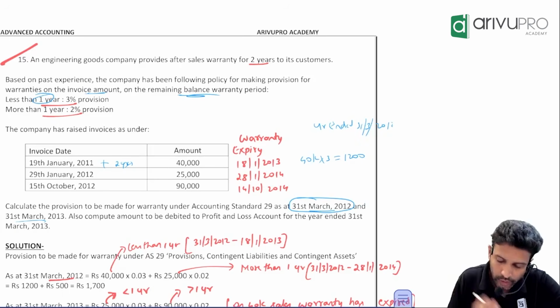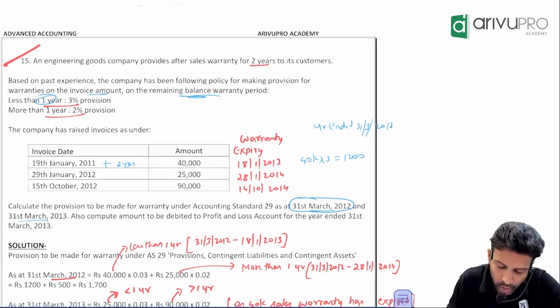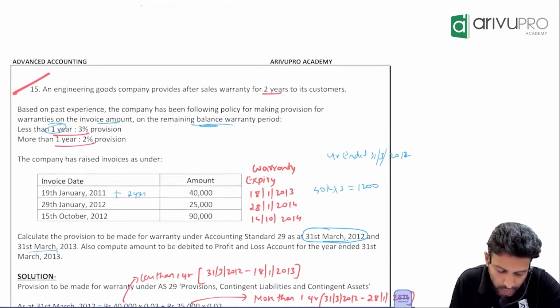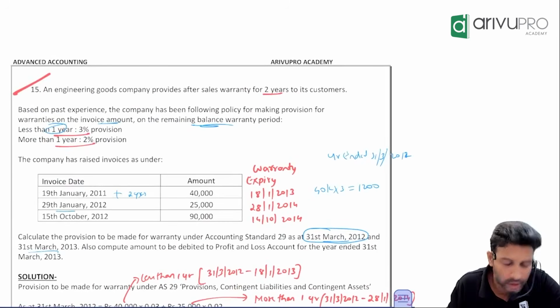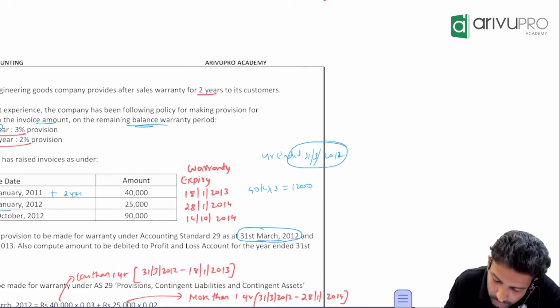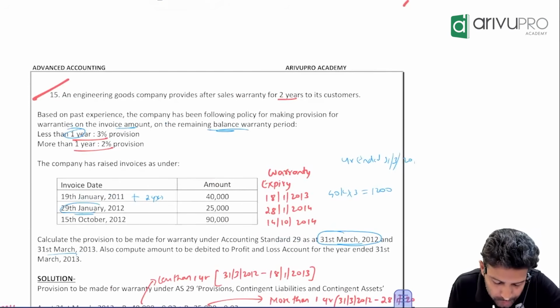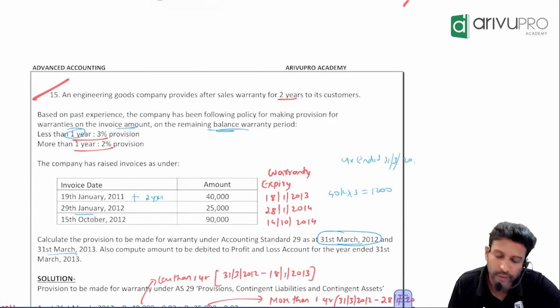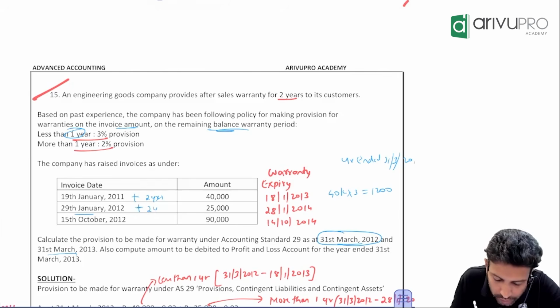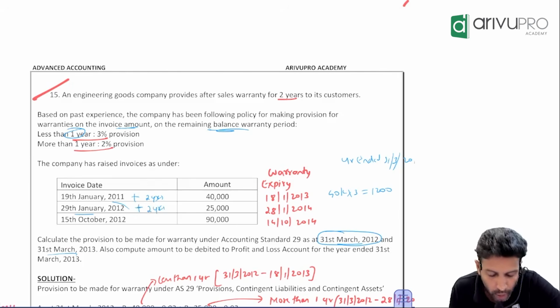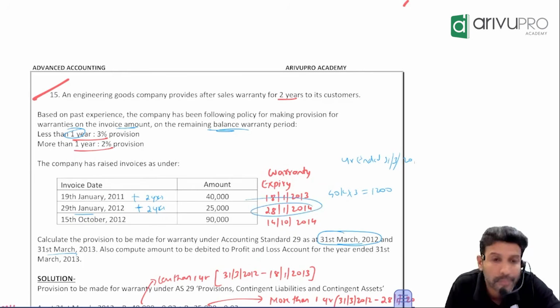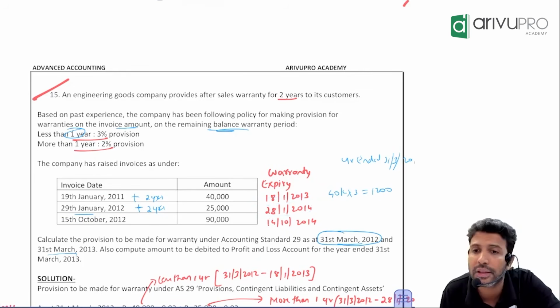Yes. Okay. One more sale has happened, on 29th January 2012. Will it fall within the current year? Yes, the current year is ending on 31st March 2012. Two months before the current year ended, one more sale was made, of 25,000. On this also, how much warranty will you give? 2 years. So when will the warranty expire for this? 28th January 2014.